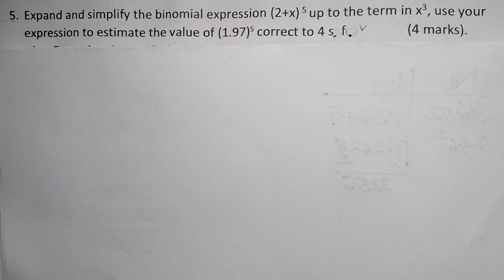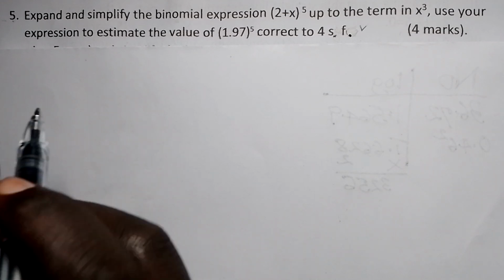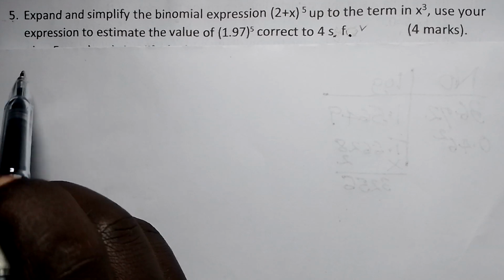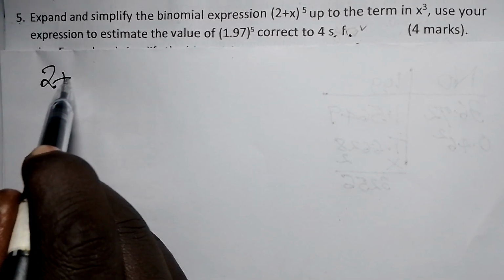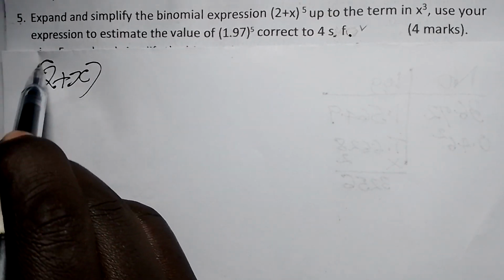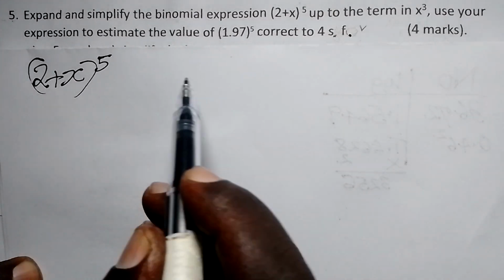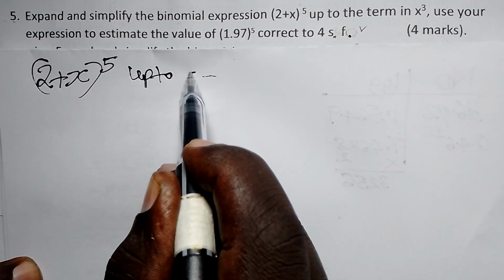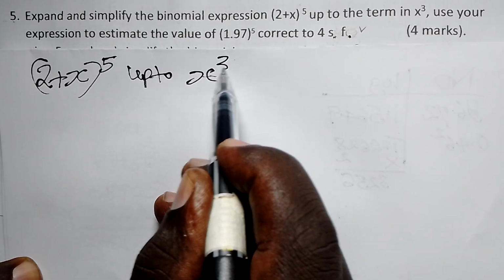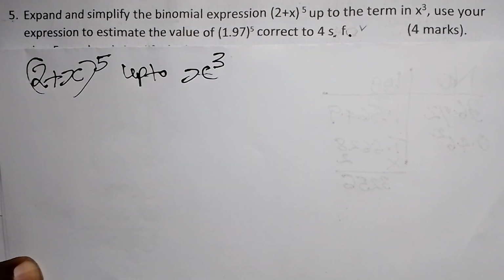Now, we want to expand (2 + x)^5 up to the term in x cubed, and then we use our expression to estimate the value of 1.97 raised to power 5 correct to 4 significant figures.